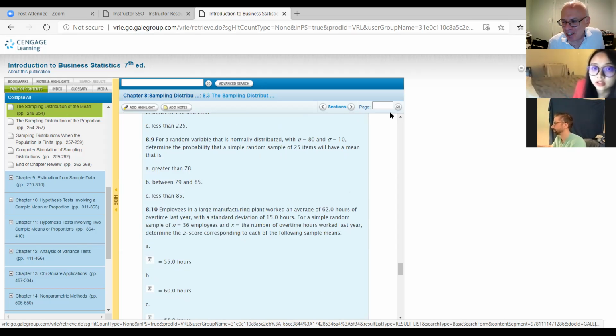All right, 8.9. Once again, the random variable is normally distributed. Again, that's for the population. Mu, or the mean, is 80, and sigma is equal to 10. That's the standard deviation. Determine the probability that a simple random sample of 25 items will have a mean that is... In this case, A, B, and C are all dealing with the same random sample.